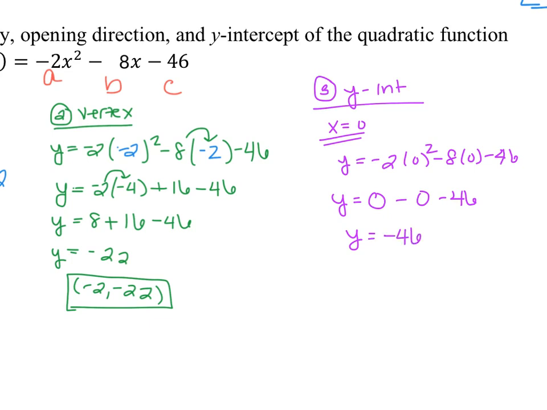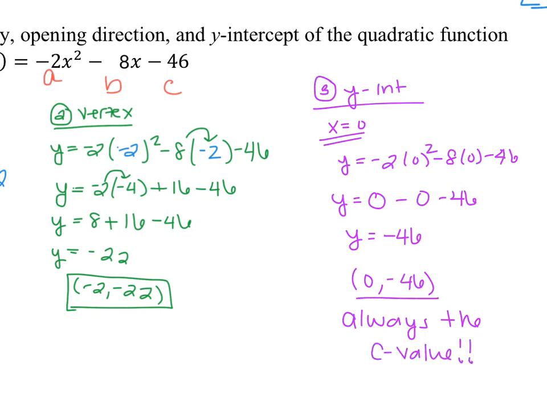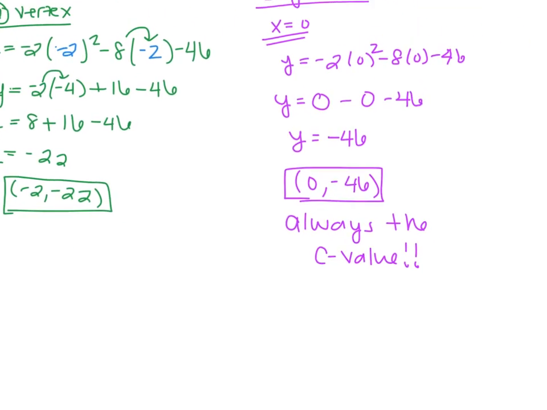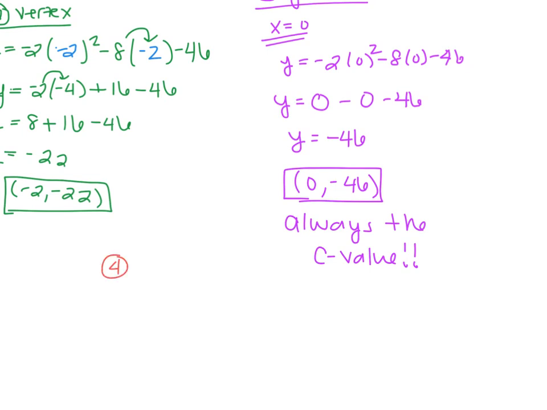So if you can see the pattern, your y-intercept is always the c value, which is why it doesn't require much work from you, because anything with an x, anything times 0 is 0, so that term is going to simplify down to nothing. Last piece we need is the opening direction. So that's step 4, opening direction.